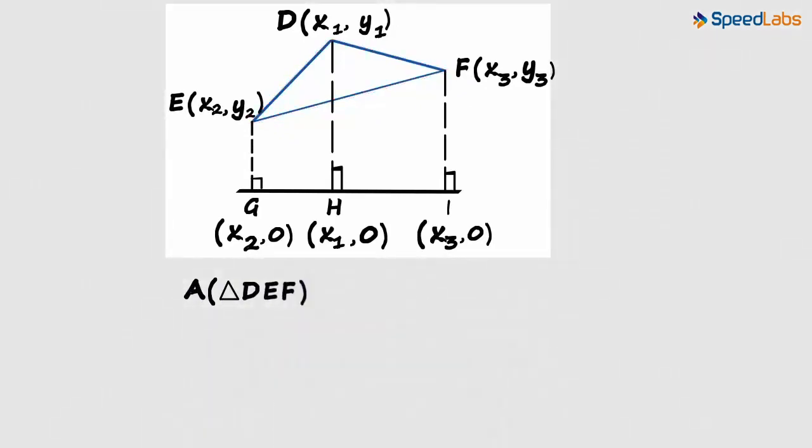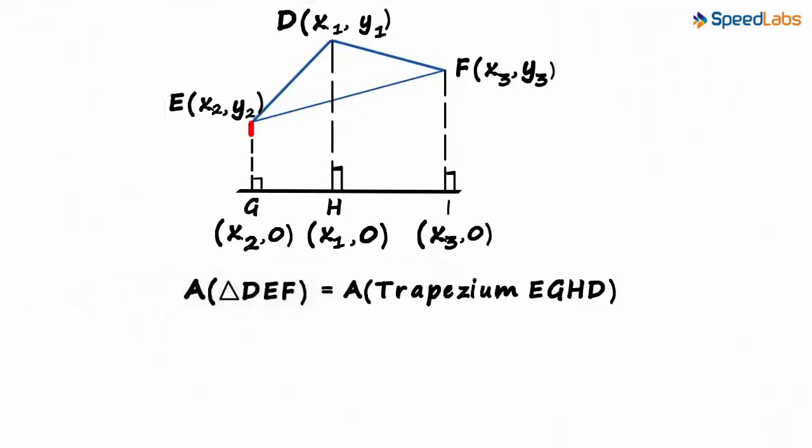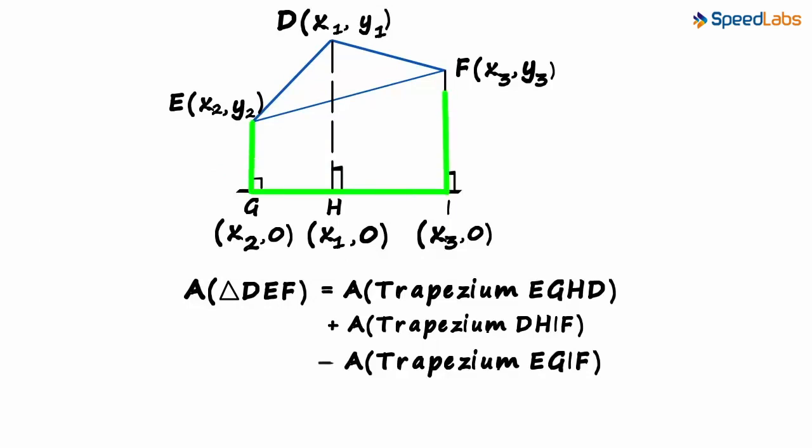If you look closely, you can see that the area of triangle DEF is equal to the area of the trapezium EGHD, this region, plus the area of trapezium DHIF minus the area of this big trapezium EGIF. You have to understand the figure well. Let me repeat it. The area of this triangle is the sum of the areas of these two trapeziums minus the area of this big trapezium.